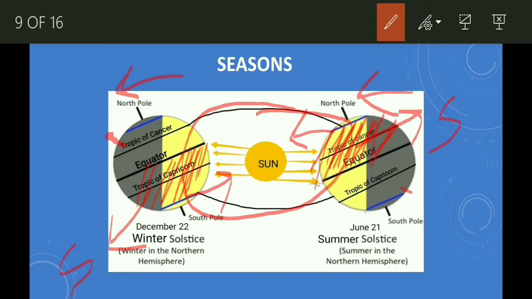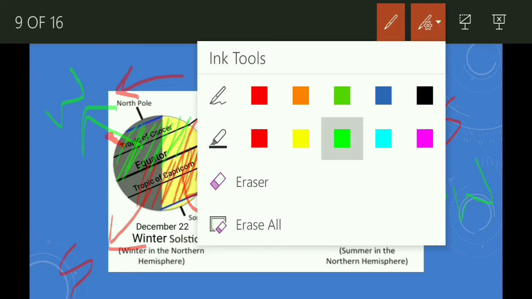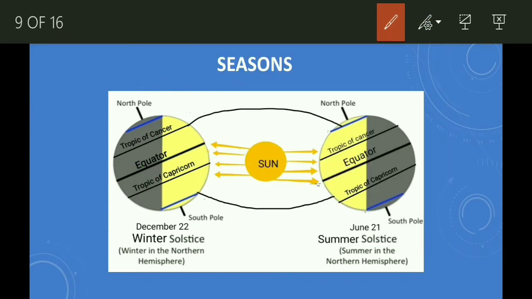On the other side, this half of the earth which does not get more intense rays of the sun experiences winter. Okay, children? During the summer season, days are longer and nights are shorter. And during the winter season, days are shorter and nights are longer.